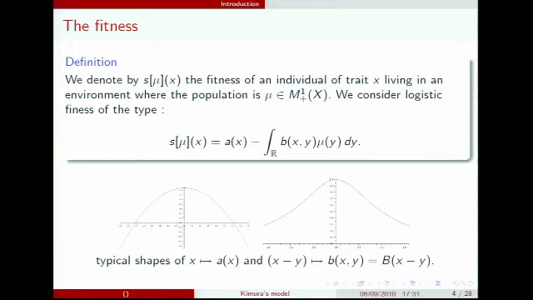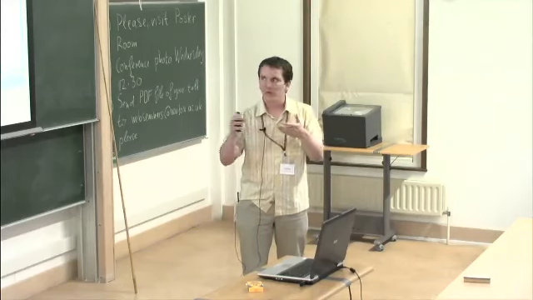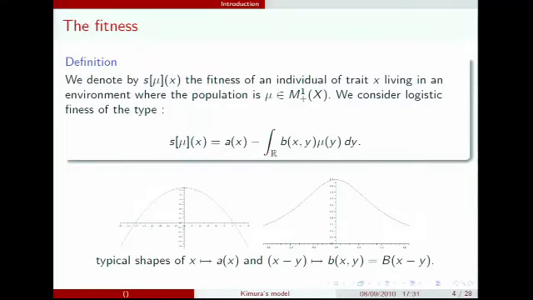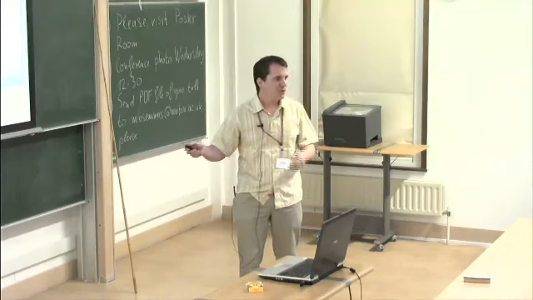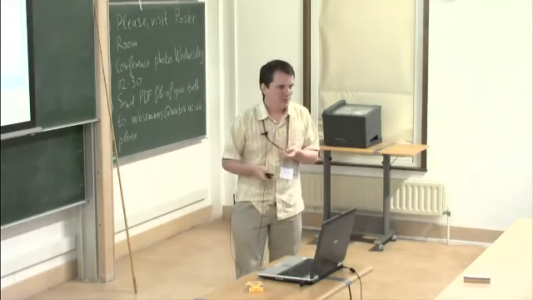The second notion that I need to introduce is the notion of fitness. The fitness is the growth rate of the population: if you consider a trait X, how the population at this trait will evolve. So this growth rate, we assume that it has two terms. First term A of X, which depends only on the trait X. Are you or are you not adapted to the environment?